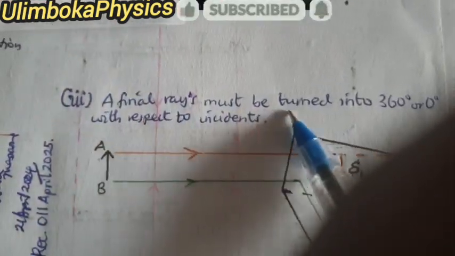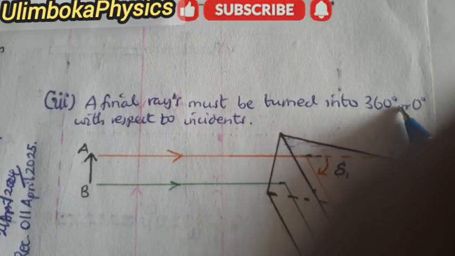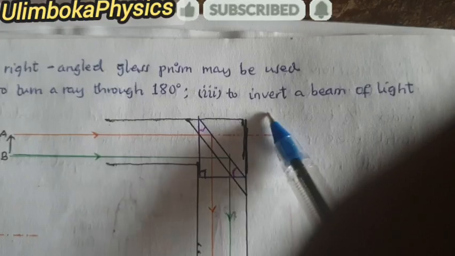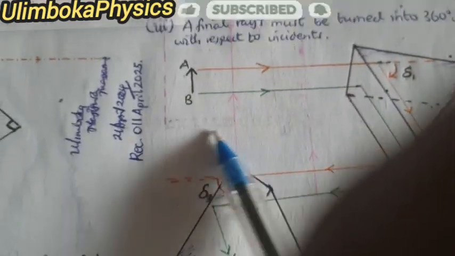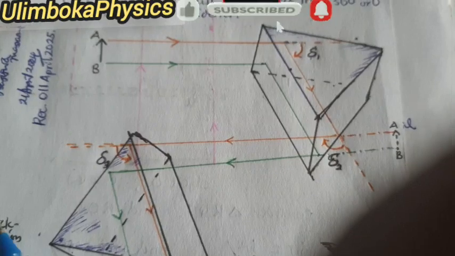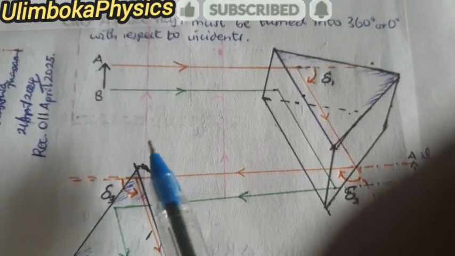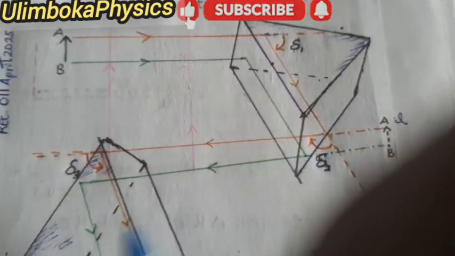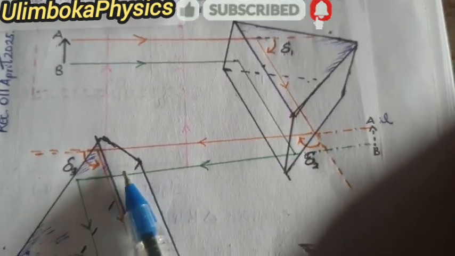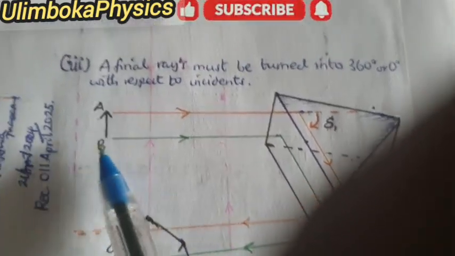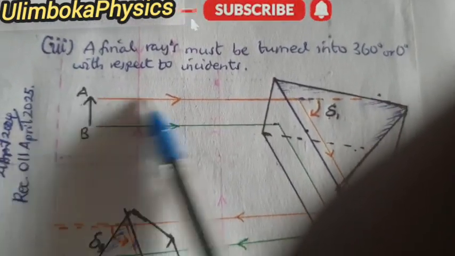In the third case, the final ray must be turned through 360 degrees or 0 degrees with respect to the incident ray, so that the inversion of the beam of light will occur. We have these two prisms lying along the horizontal x-axis, facing each other with their bases, with the little sides looking through so that the rays can pass through. This is the object and the ray diagram.